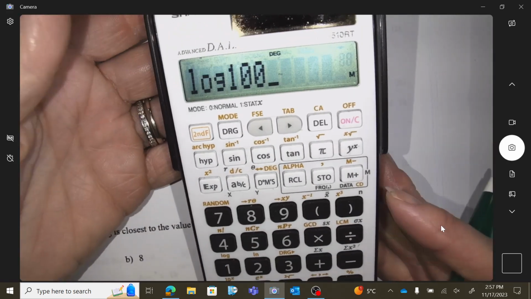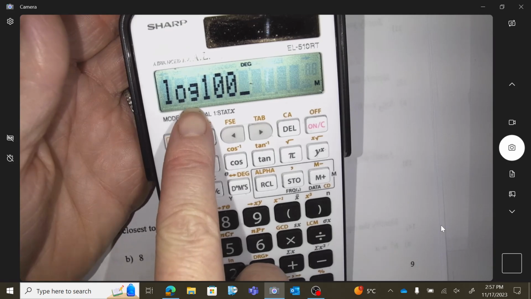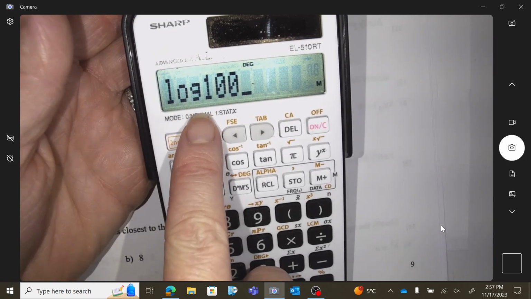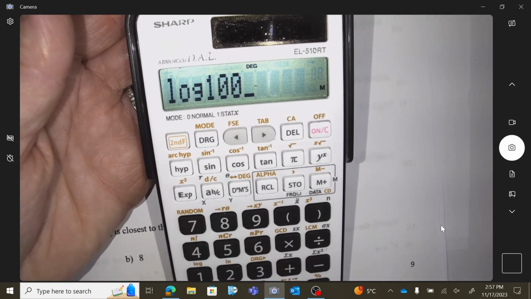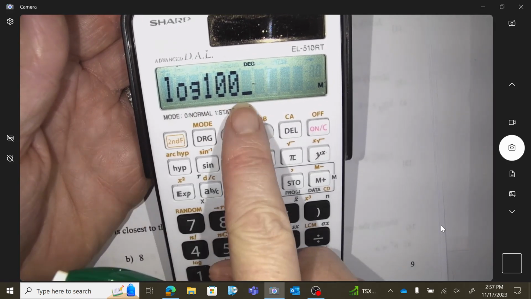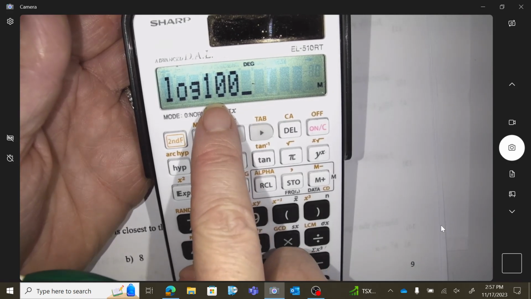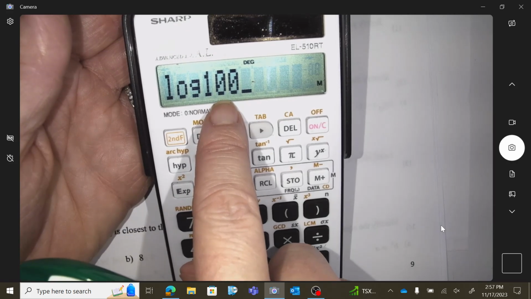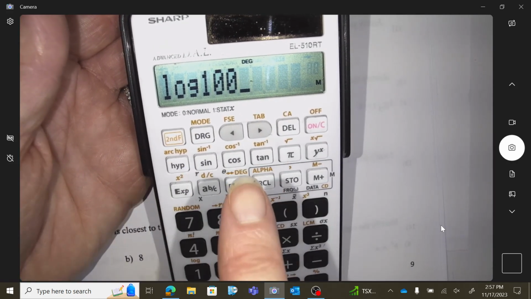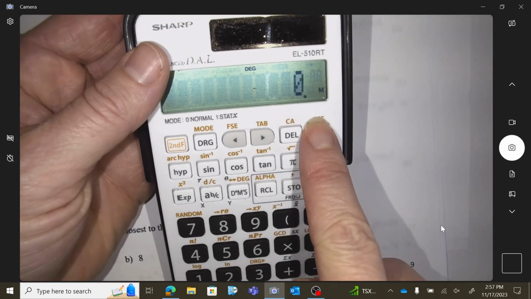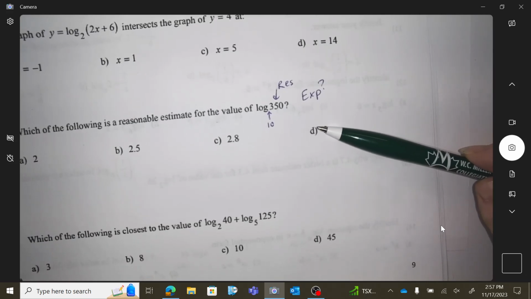Okay, so I'm going to show you, here's why. You actually have a log button on your calculator. So the log button uses a base 10. So let's go with the log of 100. Log of 100, what should I get? 2, because 10 squared, right? Okay, here's the problem. You don't have a calculator on this question on your exam.